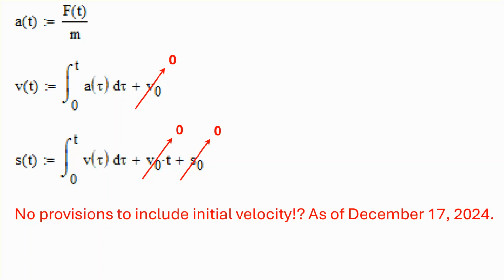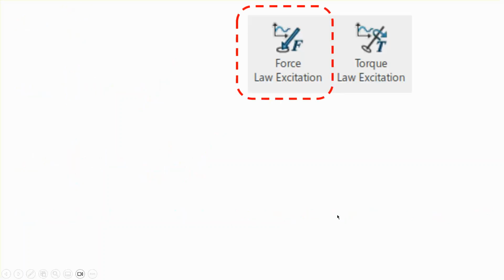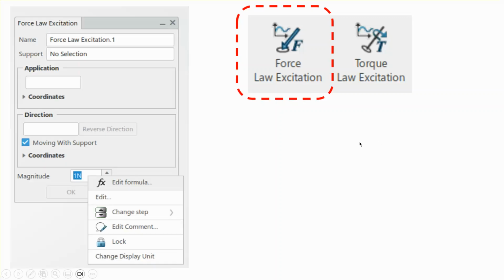Now, it is possible to put initial velocity in the form of an impulse, impulsive force. The problem is that to do an impulsive force, you need to use a rule, and I told you a rule does not work. So anyway, that's the fact. I will come to these slides in a minute, but here's a force law excitation.